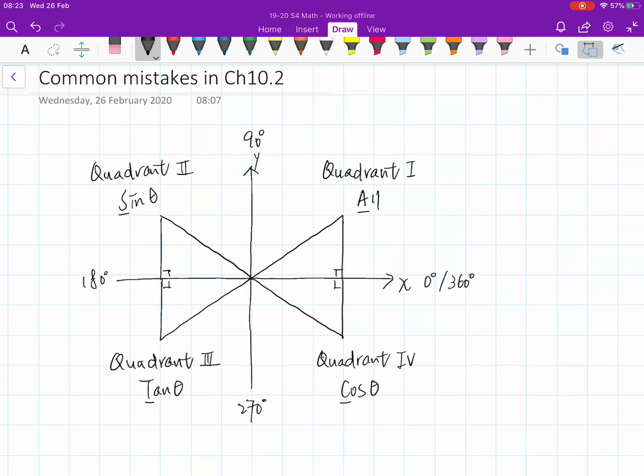Hi everyone, today I want to talk about some common mistakes or confusion in chapter 10.2. So please go back to the figures that we have drawn yesterday. As you can see, there are 4 right angle triangles in 4 quadrants. So there are 3 things that I want to remind you.